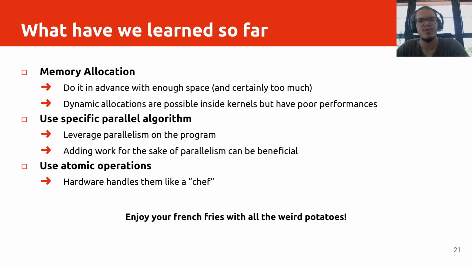At this point, we should summarize what we learned so far when dealing with irregular programs on a GPU. For memory allocation, you certainly have to do it in advance using an estimation of what you are going to need. We do not recommend the usage of dynamic allocation because of their poor performance on GPUs. Do not hesitate to rewrite your algorithm to leverage parallelism. In a nutshell, adding work for the sake of parallelism can be great. And finally, use what the hardware can offer to you, for example, atomic operations.